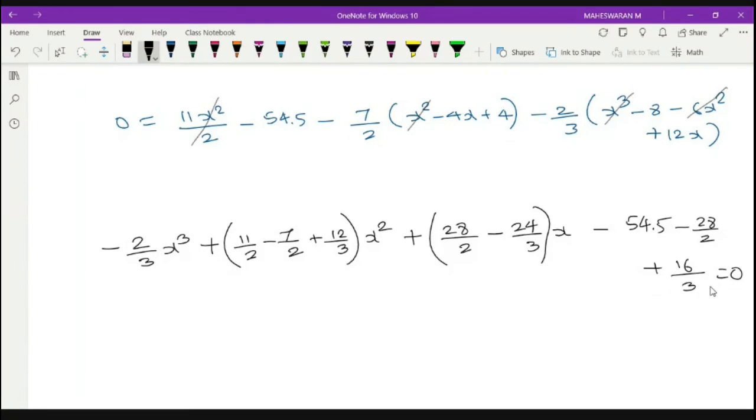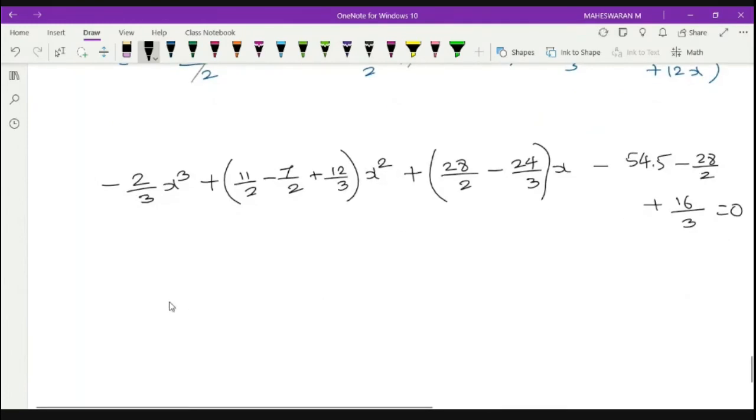Any doubt on this? These equations? No, sir. Yeah, what we'll get? So we'll get minus 2 by 3 x cube plus, so these things: 11 divided by 2 minus 7 divided by 2 plus 12 divided by 3. So we're getting 6, plus 6x square plus this one, 28 divided by 2 minus 24 divided by 3. We're getting again that is also 6. So plus 6x minus this one 54.5 minus 28 divided by 2 plus 16 divided by 3.